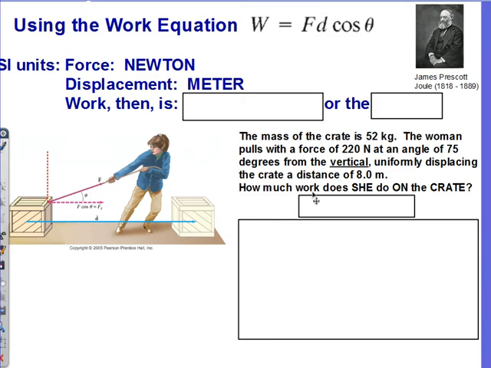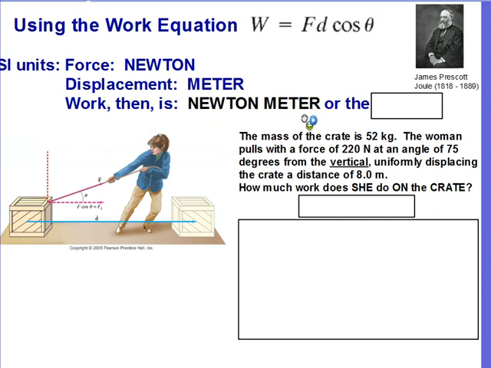Okay, some problems dealing with the work equation. The SI unit for force is the newton, for displacement is the meter. Work then is the newton meter, or named after a guy who did a lot of work in this subject area back in the 1800s. A little play on words there. The newton meter is named after James Prescott Joule. It's called the joule. 1 newton meter is equivalent to 1 joule.